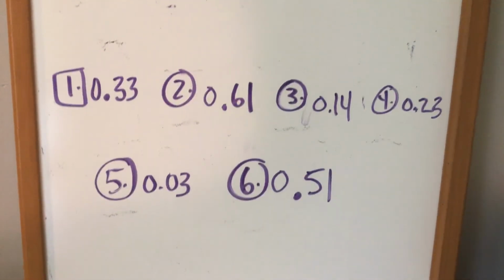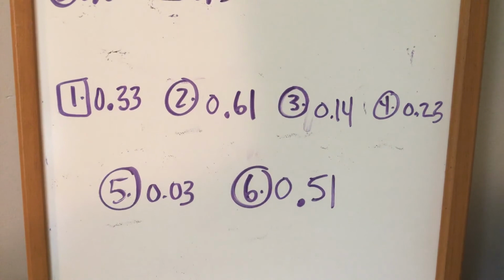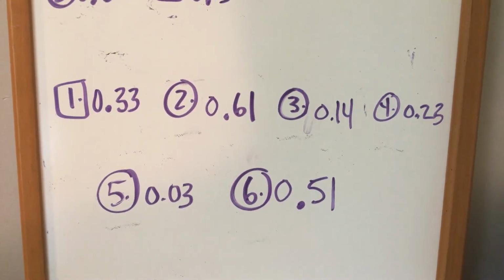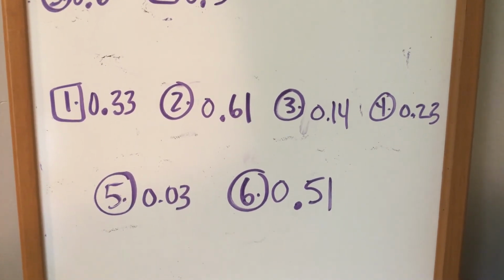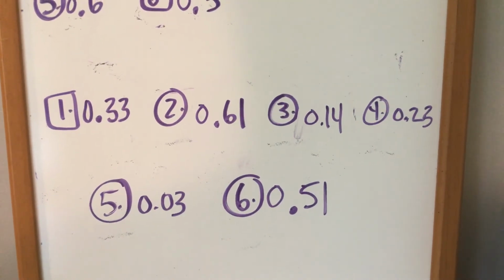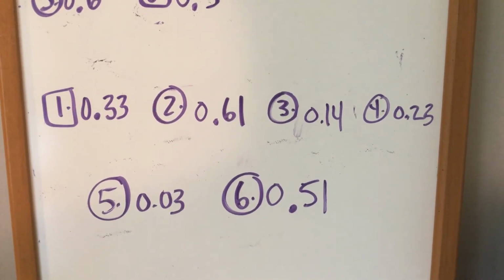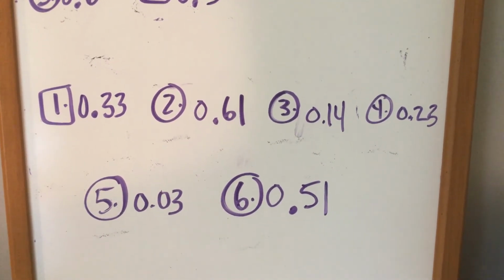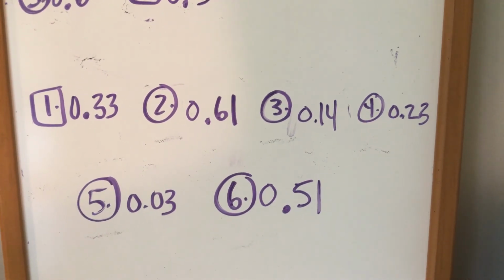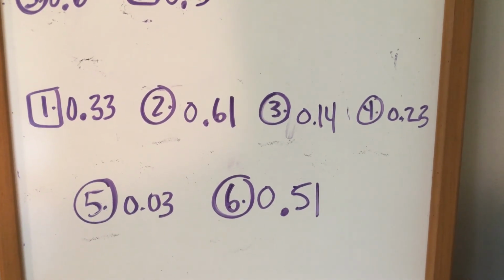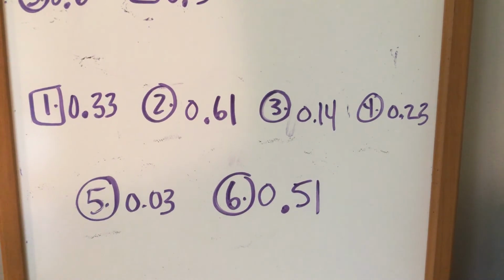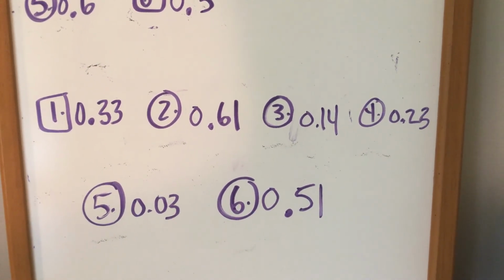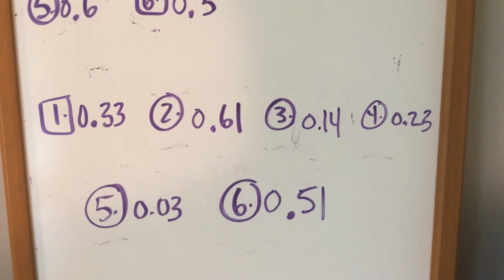Go down to the bottom. Number 1 in the hundredths is going to be 33 hundredths. Number 2, 61 hundredths. Number 3, 14 hundredths. Number 4, 23 hundredths. Number 5, 3 hundredths. And number 6, 51 hundredths.